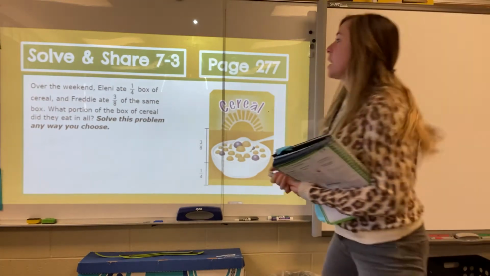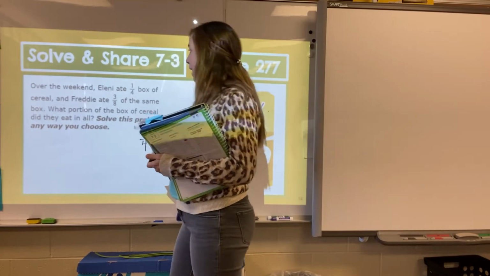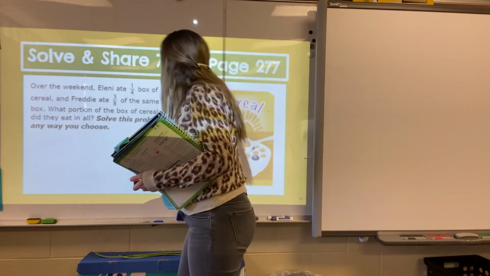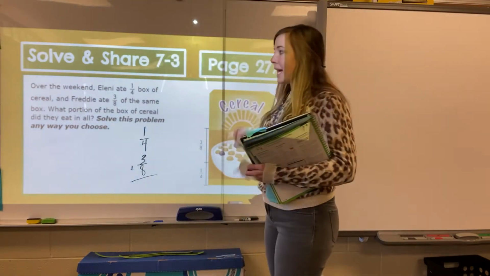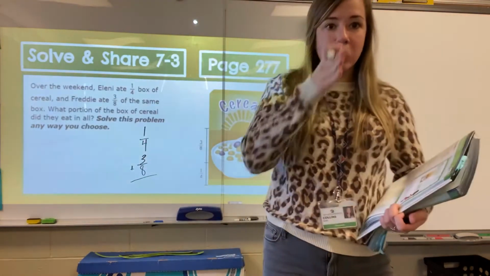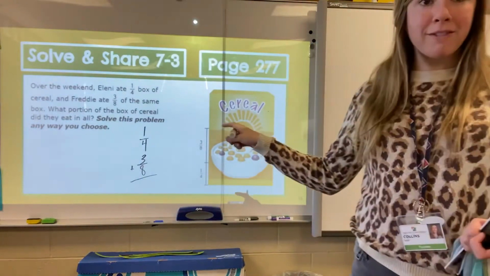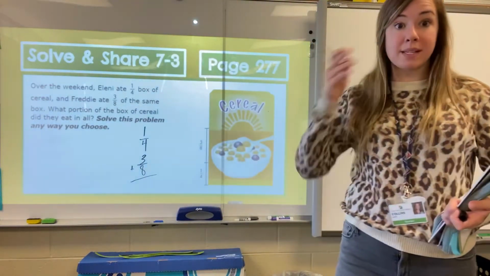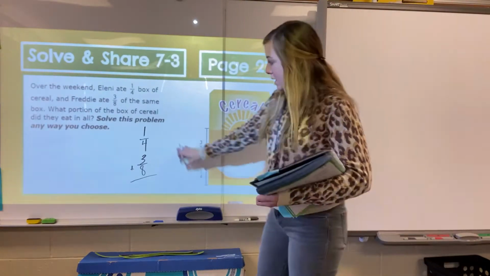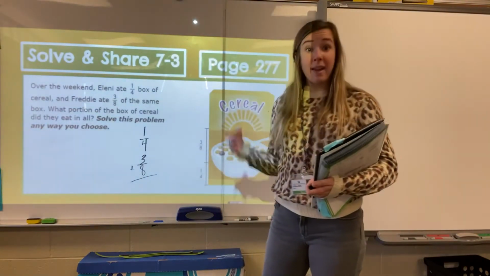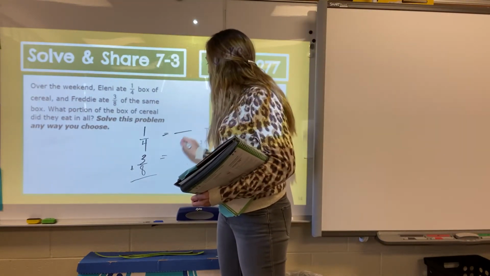Here's my marker. Okay, so we have 1/4 of the box that Eleni ate and Freddie ate 3/8 of the same box. And so I'm going to be adding them together. Now, when we are adding fractions, I want you to line them up vertically, up and down, because when we create equivalent fractions, our work is more organized and put together when we have it vertical. So if you did not write it this way, I do want you to practice writing it this way and follow along with the video. So I need to come up with a common denominator.